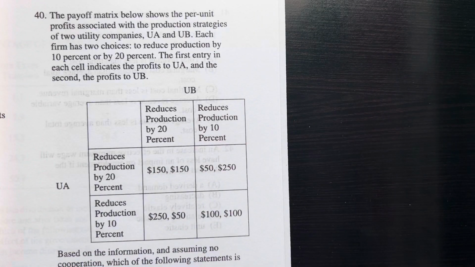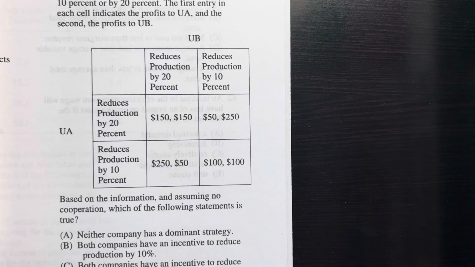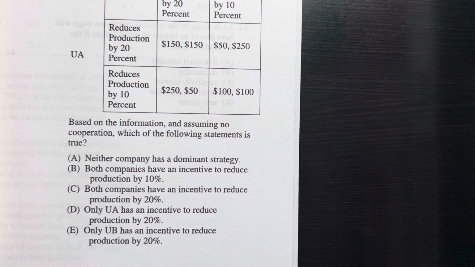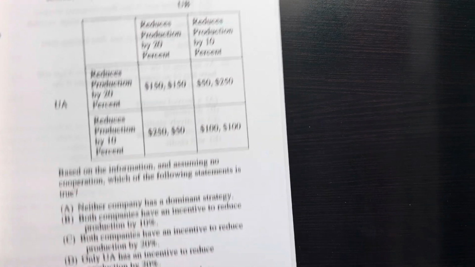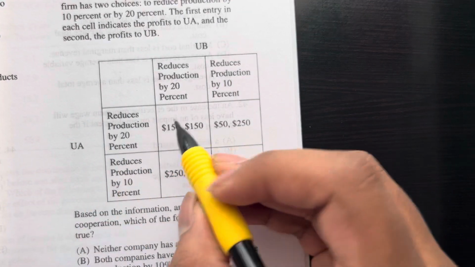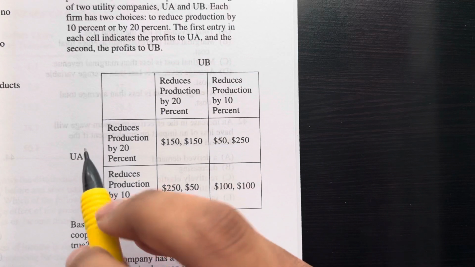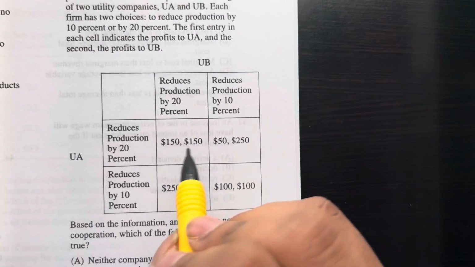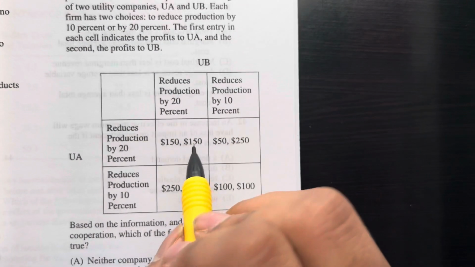So 40, last one. Payoff matrix. Let's look at this. Okay, so it's a game theory question. Baseline information assuming no cooperation. Which of the following statements is true? All right. UA has this and this. UB has this and this.